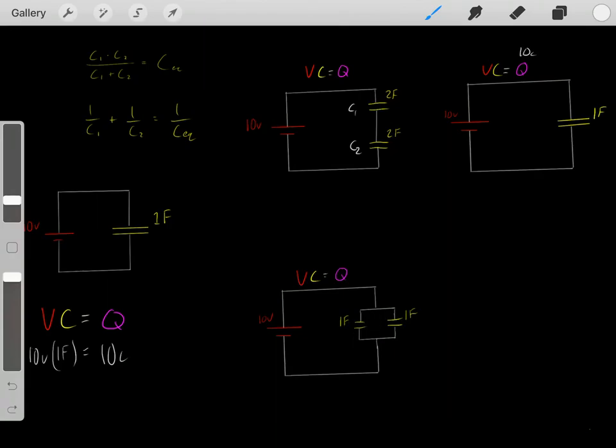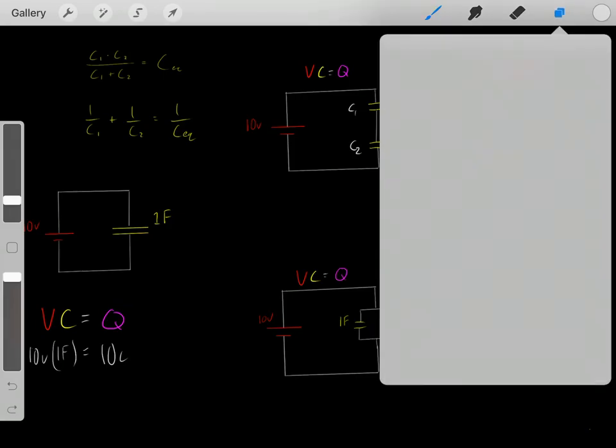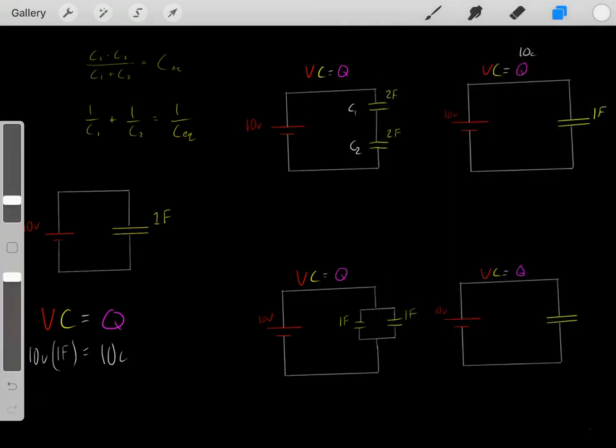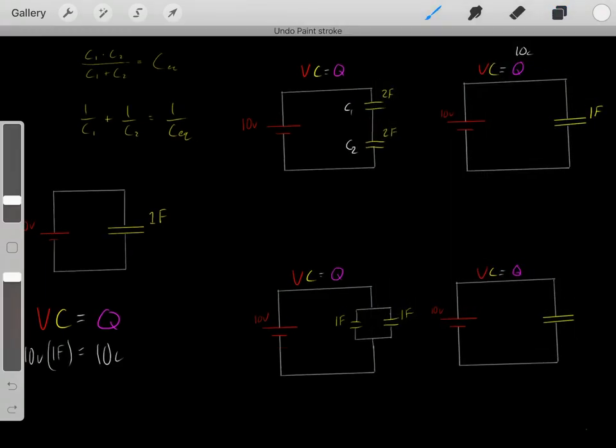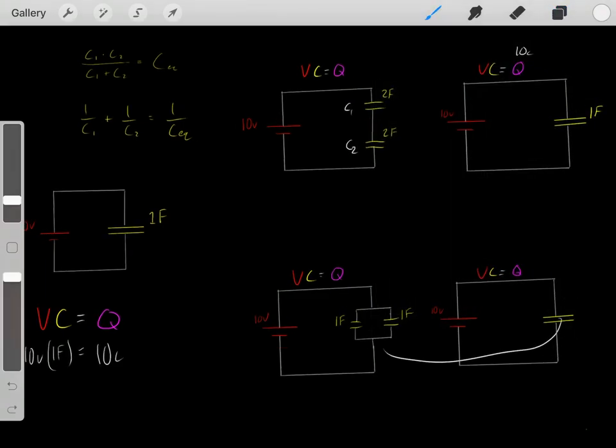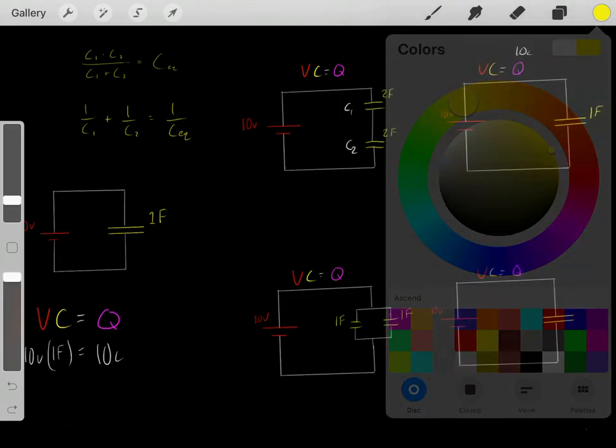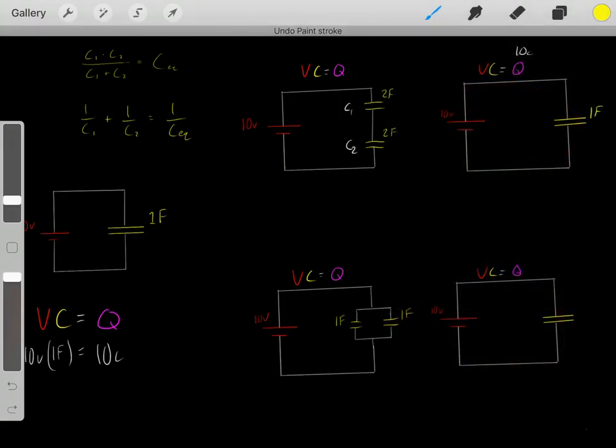But what is the total capacitance of this circuit? If we have a 1 farad and another 1 farad capacitor in parallel, what's the total capacitance? Again, we redraw the circuit with 1 capacitor that's equivalent to having 2 1 farad capacitors in parallel. And the rule of thumb when you have capacitors in parallel is you simply add them.